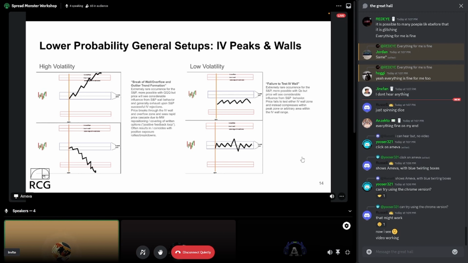Then using SPY, once the S&P trends towards its IV wall and starts reversion, that generally is followed by a reversion on Qs. Something else we haven't seen happen on the S&P is a failure to test either IV wall during any session of the day, right? We haven't seen that. Typically, you would see some sort of compression around the peak zone. Hasn't been seen yet, though.